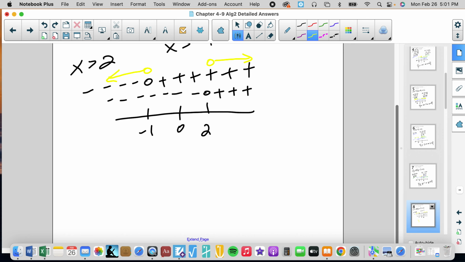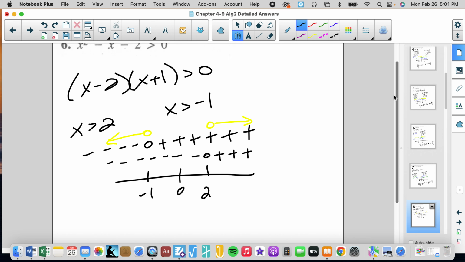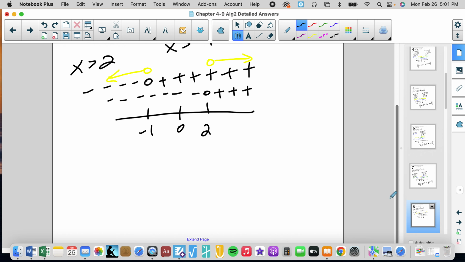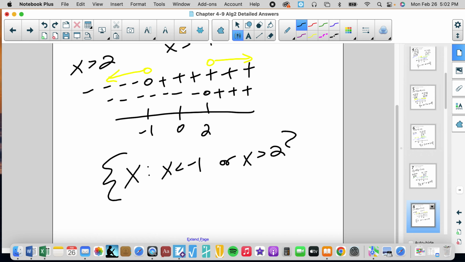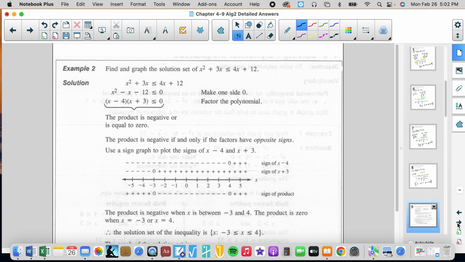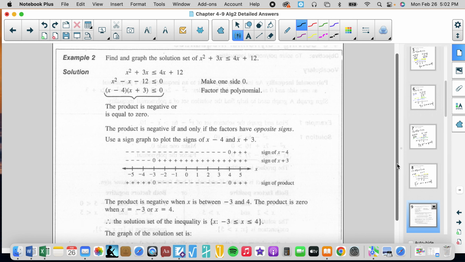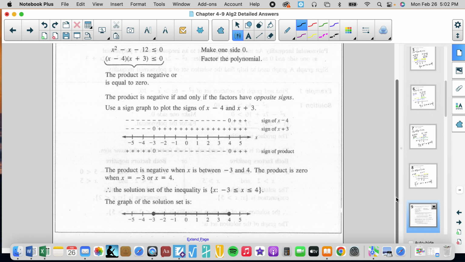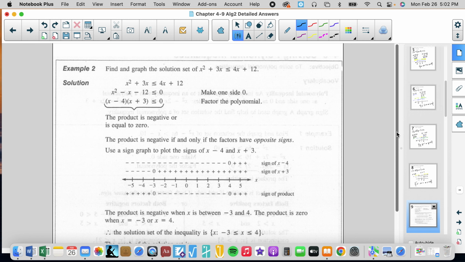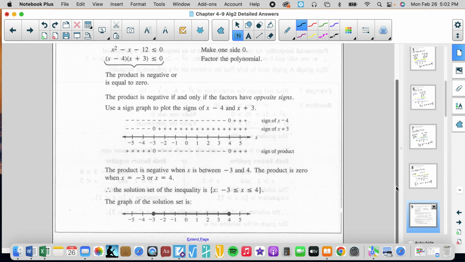Sorry, I don't want yellow, I want black. And we have x is my variable. X is less than negative 1, or x is greater than 2. This is number 6. All right, now this will be interesting. Equally interesting is we need negatives. So we need a negative. When does it happen negative? It's in between. It's going to be an and.